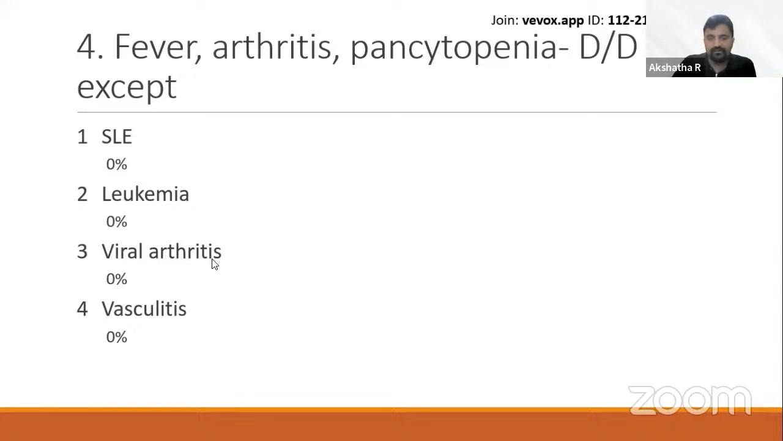vasculitis actually. You can have pancytopenia in SLE, you can have it in leukemia. Viral arthritis, though it is unusual, can have it. However, in vasculitis, you usually get leukocytosis and thrombocytosis. The correct answer was vasculitis, which almost 30% voted for. Viral arthritis, few voted for SLE. So the correct answer is vasculitis.